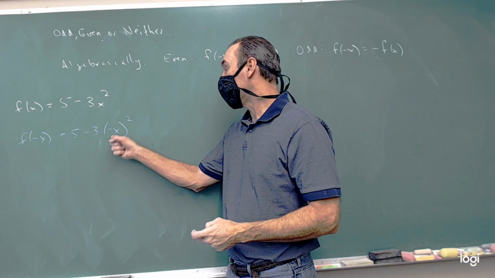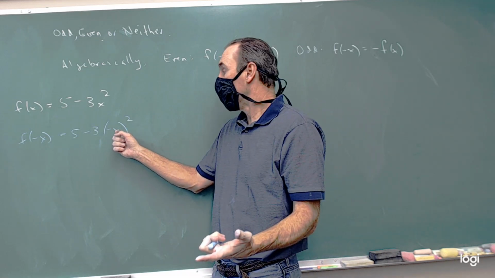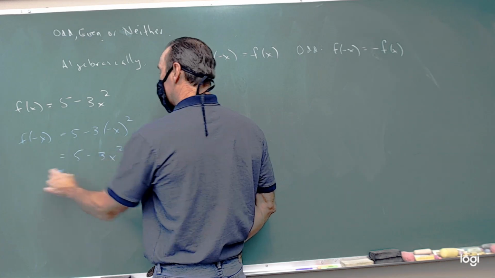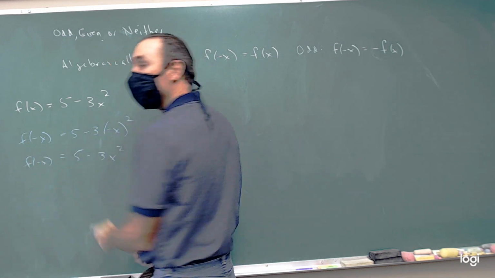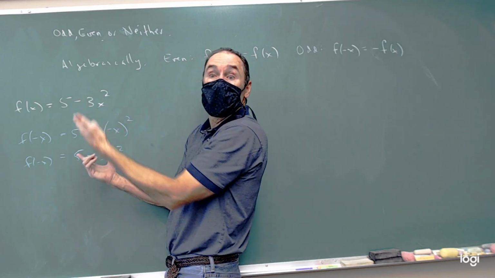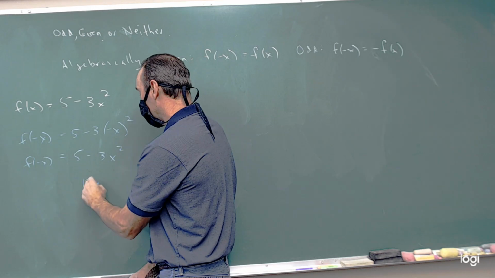When you take a -x and square it, it becomes just positive x squared. Times the -3 is still a -3x squared. Now, you look at this compared to where we started. They're identical. So that means it is even. We have shown that f is even.